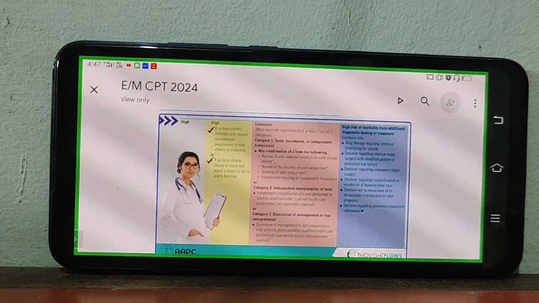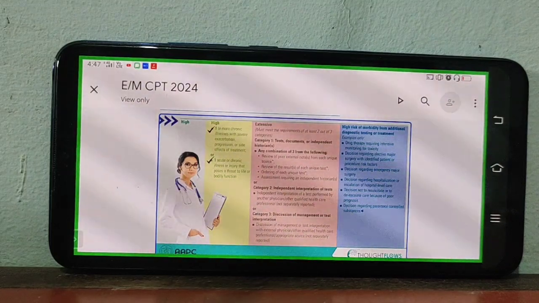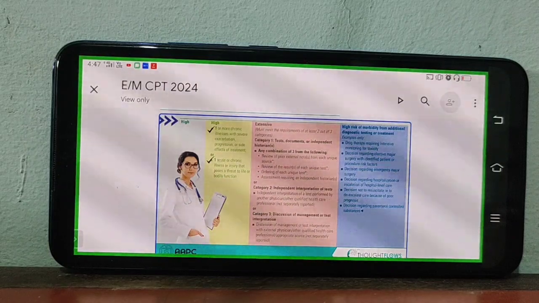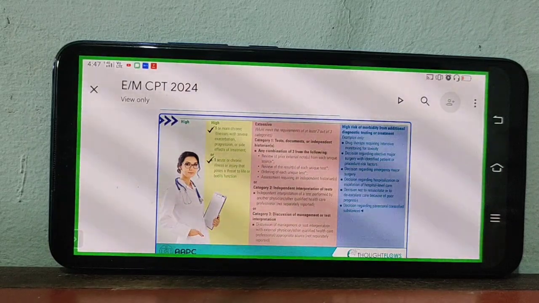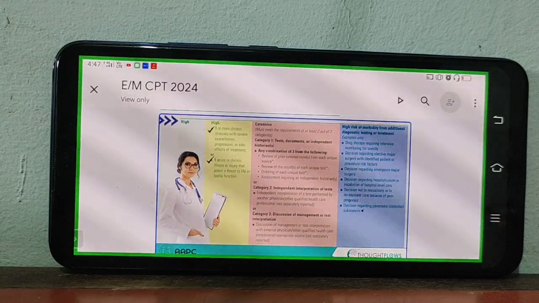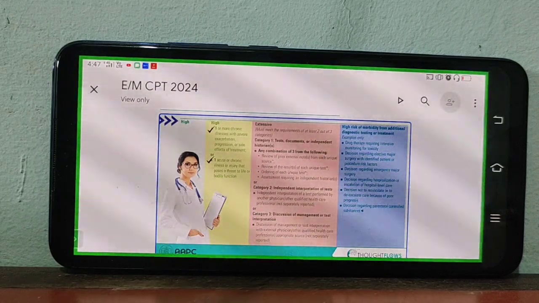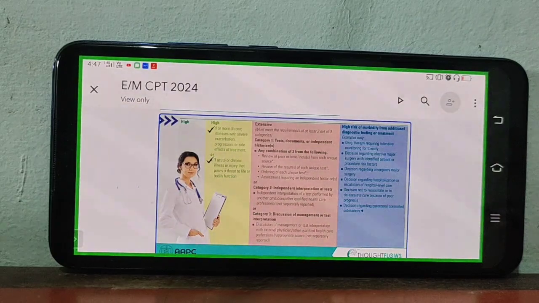Actually, I am not explaining the table only for the examination. The same guidelines are followed in the process also. For real-time coding, we are using the same thing. So I am explaining the table because it is useful both for your process as well as for your examination.